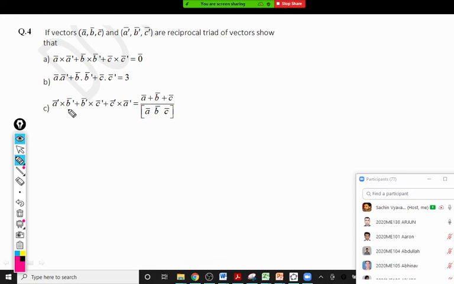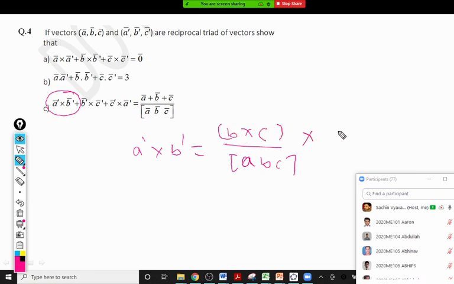Sir, we can use that property, no? We can write A dash cross B dash as C into box of A dash cross B dash will be C by A B C, plus B by A B C plus A by A B C. So what you have to do is just start with the first term, A dash cross B dash, and write their definition. As we know, A dash is B cross C divided by box A B C, and cross like that. B dash is C cross A upon box A B C. Simplify this only. And you can write the remaining two similarly and then add these three and you'll get the required answer.